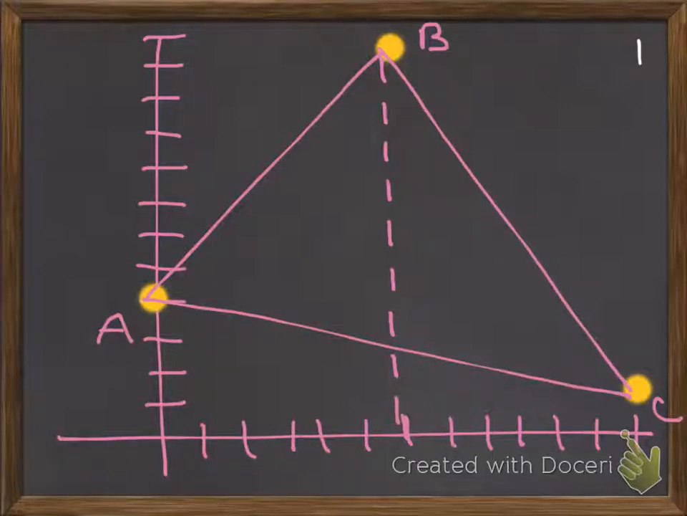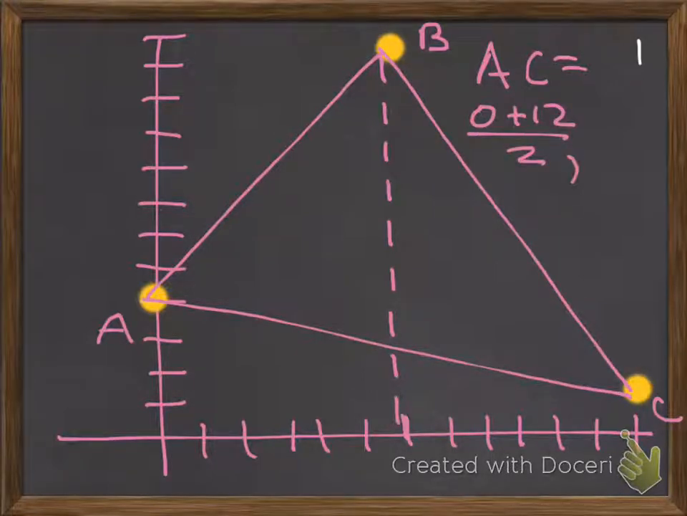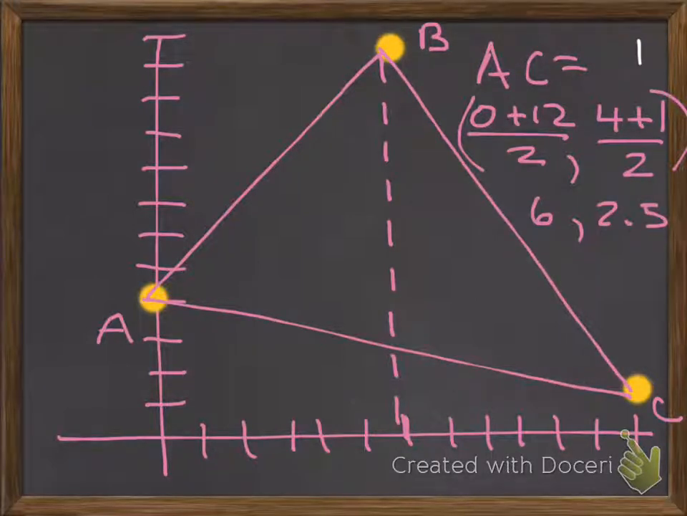as my starting point. So the midpoint of AC would be taking A, which is 0, 4, and C, which is 12, 1, and adding the x's. So 0 plus 12 over 2, and adding the y's, 4 plus 1 over 2. And that would give us our midpoint. So 12 over 2 is 6, and 4 plus 1, 5 over 2 is 2.5. So this point here, which we can call point D, is going to be 6, 2.5.